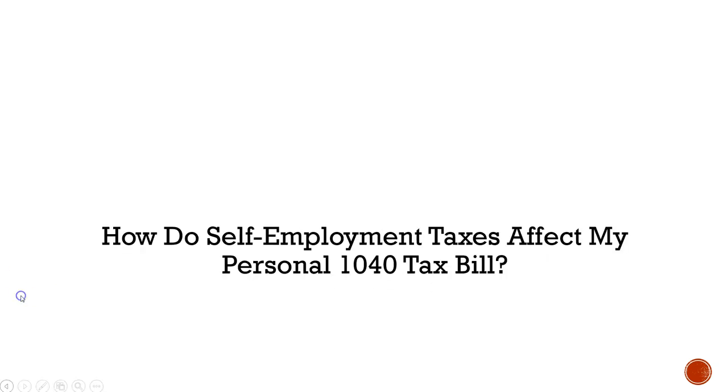So, the self-employment taxes are going to affect your personal 1040 tax bill. Your self-employment taxes are added to your income taxes on your personal income tax return. First, calculate the amount of your self-employment taxes based on your business net income. Then add these taxes to the total taxes owed. Your total tax bill includes both self-employment taxes and income taxes owed.